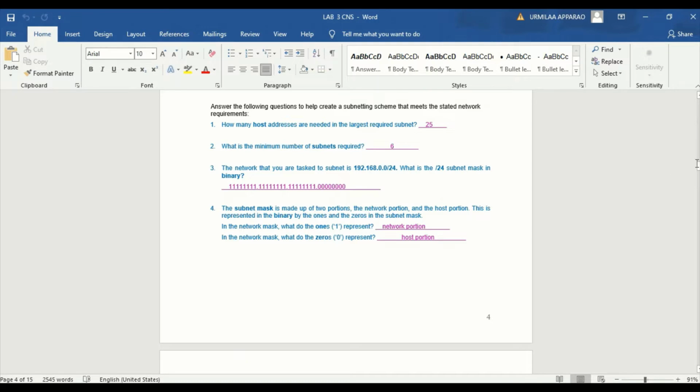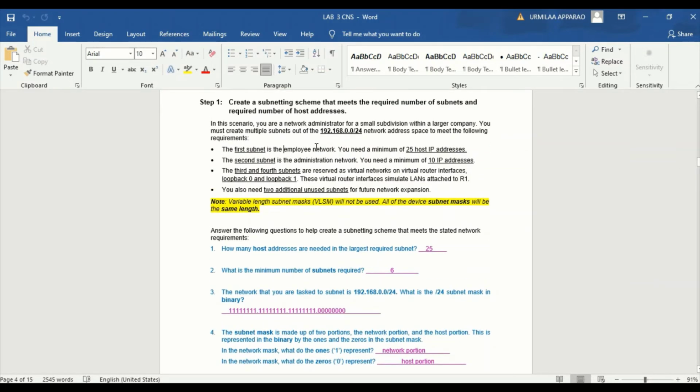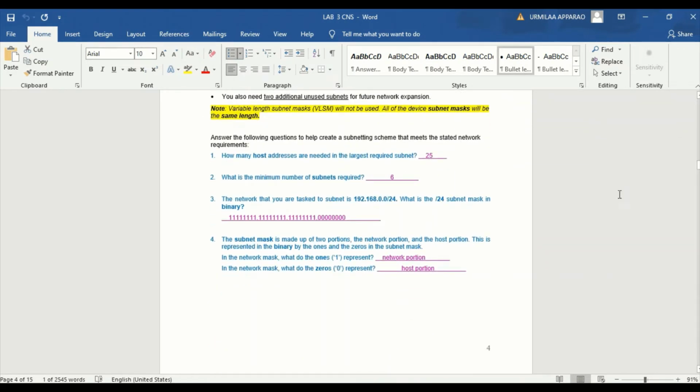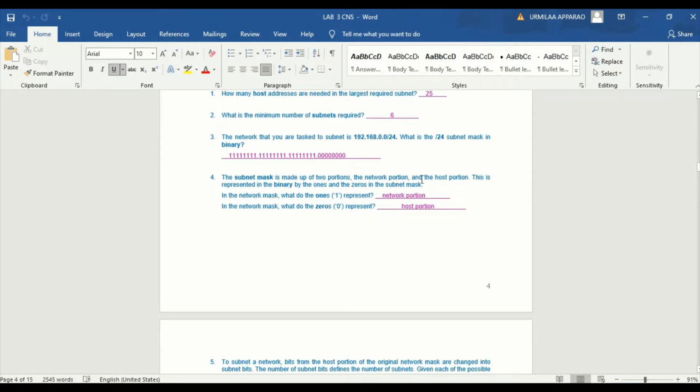We got 6 by calculating employee 1, administrators 1, and so on. The network you are tasked to subnet is the given IP address. What is the /24 subnet mask in binary? Here we have 8 ones, 8 ones, 8 ones and 8 zeros. This is the binary for the given IP address. The subnet mask is made up of 2 portions, the network portion and the host portion, represented in binary by 1s and 0s.